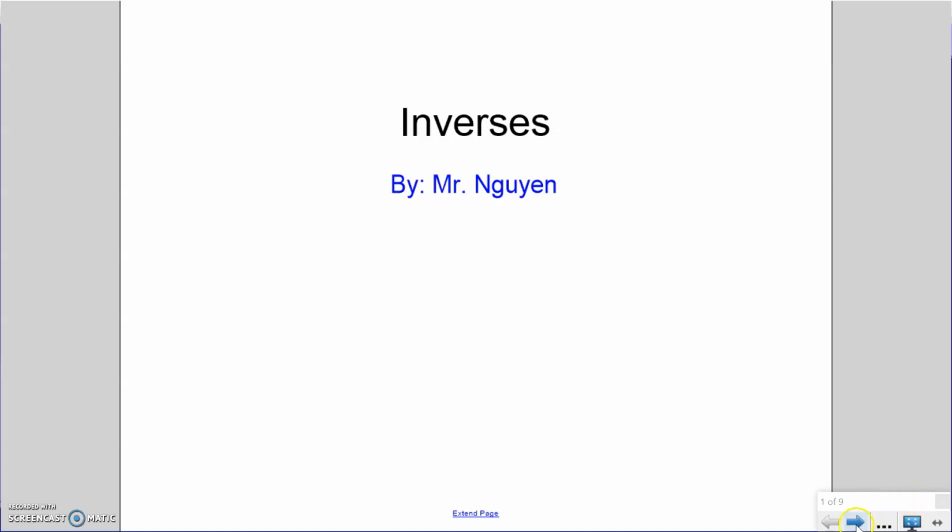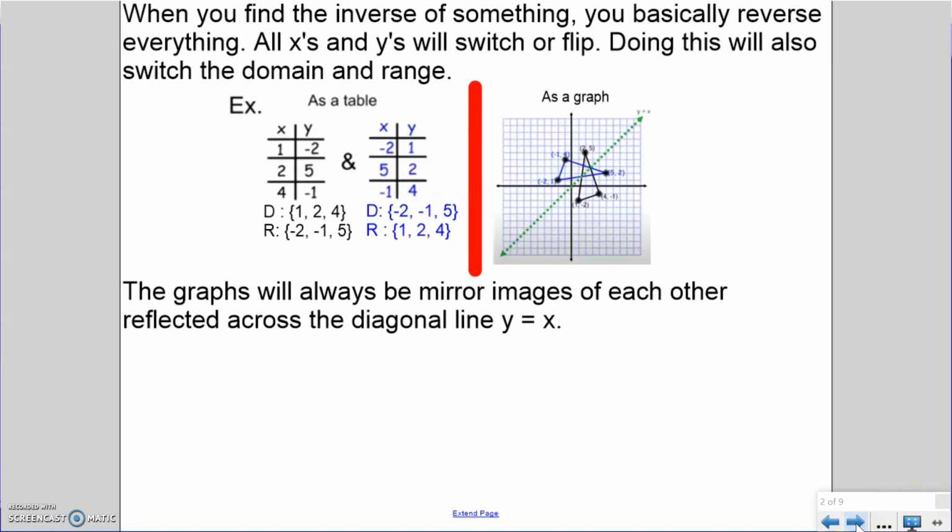Hello, this is Mr. Win, and this video is about inverses. When you find the inverse of something, you basically reverse everything. All x's and y's will switch or flip places. Doing this will also switch the domain and range.